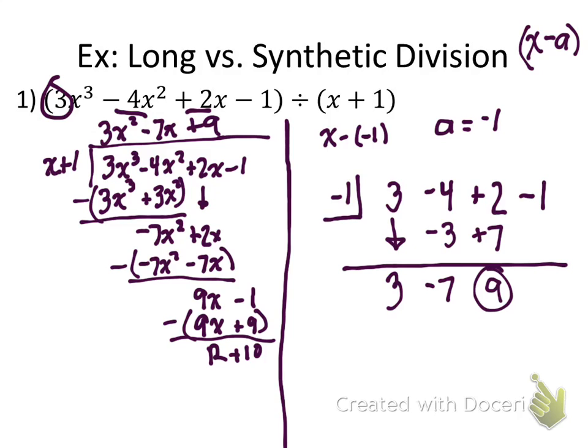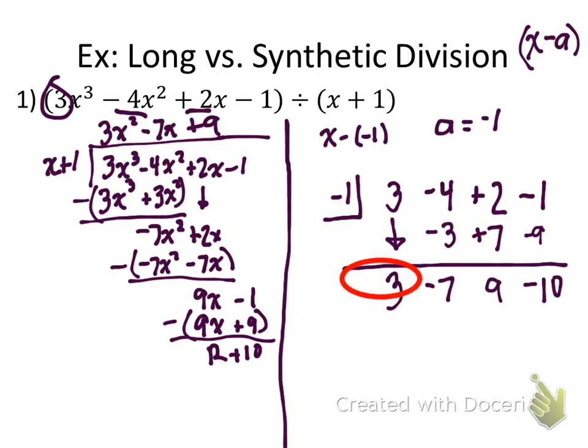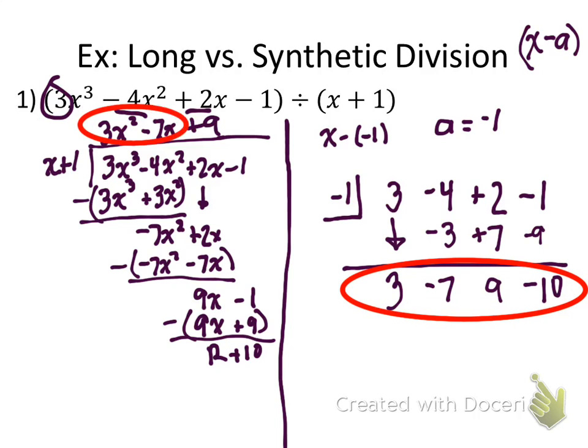And multiply again. 9 times negative 1 is negative 9. Add again, and you get negative 10. Now, at this point, this is the end of the synthetic division problem. So you should be able to see a correlation here. If you look at all of these numbers that we just got, you're going to notice that these numbers are the same coefficients as the ones down there, and that your remainder is negative 10.